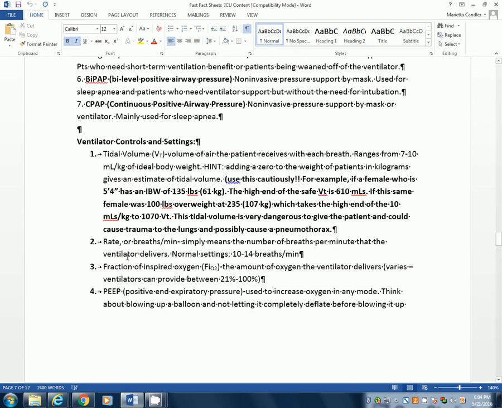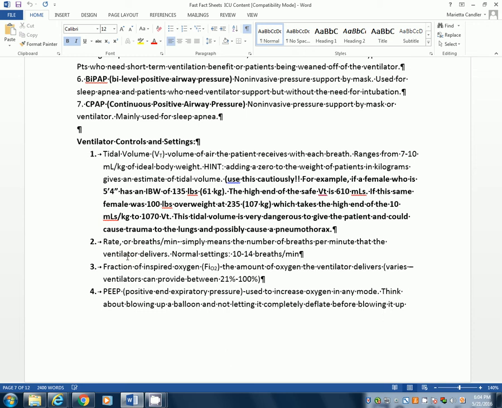Now, ventilator controls and settings. These are covered in your book on page 618. So read over those. But you've got tidal volume. Now tidal volume, you'll see that as a big V with a capital T in the lower area, subscripted. That means tidal volume. And this is the volume of air that the patient receives with each breath. And it varies from patient to patient. It can range anywhere from 7 to 10 milliliters per kilogram of ideal body weight.